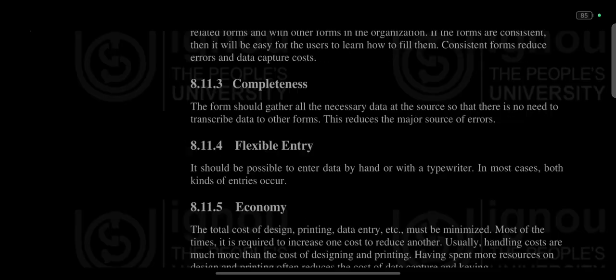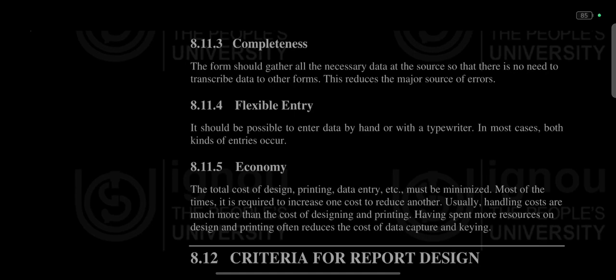Completeness. The form should gather all the necessary data at the source so that there is no need to transcribe data to other forms. This reduces the major source of errors. Flexible entry. It should be possible to enter data by hand or with a typewriter. In most cases, both kinds of entries occur.